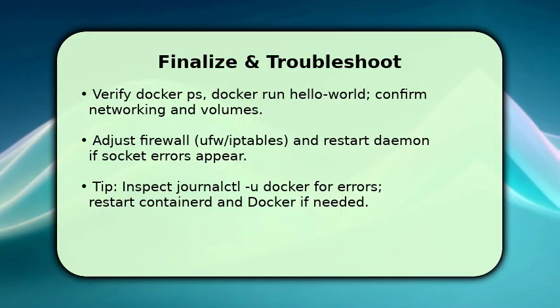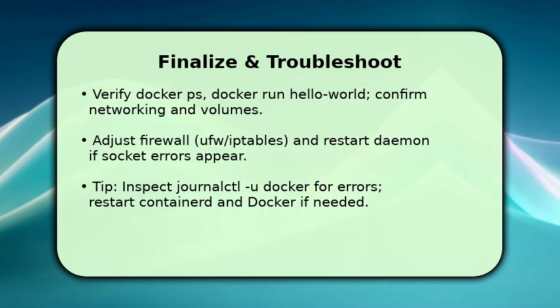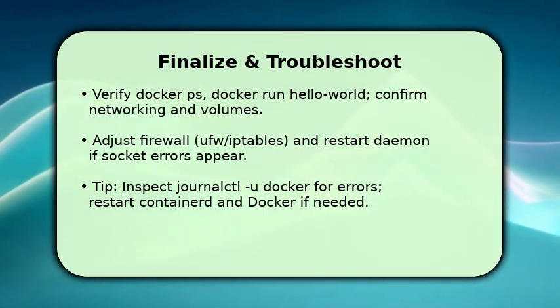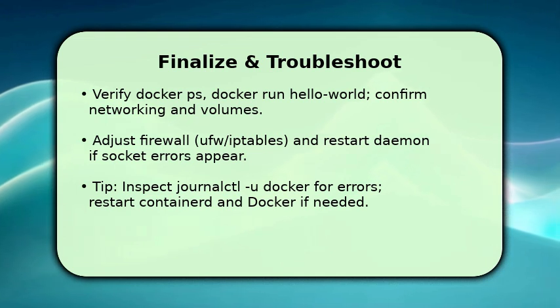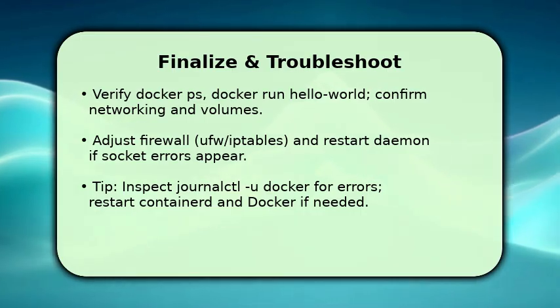If you hit socket or cgroup errors, check UFW or iptables rules and restart containerd, then Docker. One key troubleshooting tip: inspect journalctl -u docker for detailed error messages and correlate timestamps with systemd and containerd logs. This quickly shows permission or dependency failures so you can fix them.